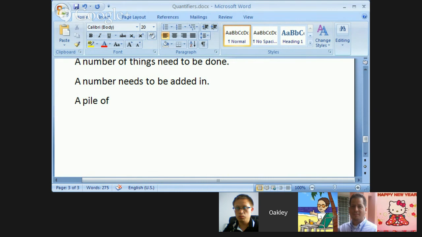Heidi, that's a good one. How can I use that in a sentence? A pile of papers on your desk. Okay, all right. A pile of papers. Again, this is where we have "were" on your desk. Again, using the plural verb.